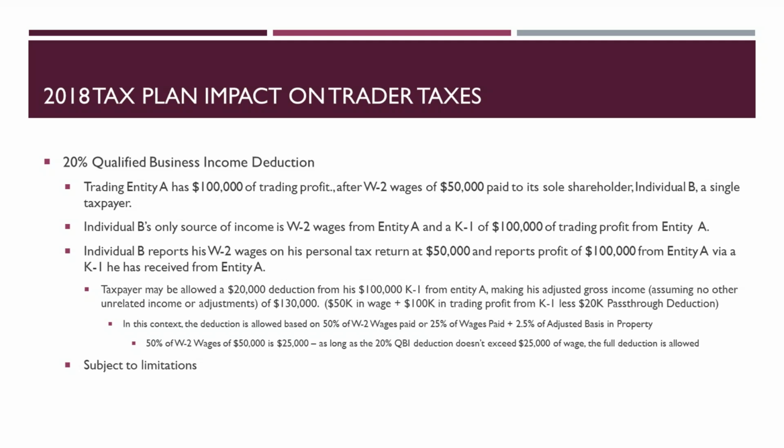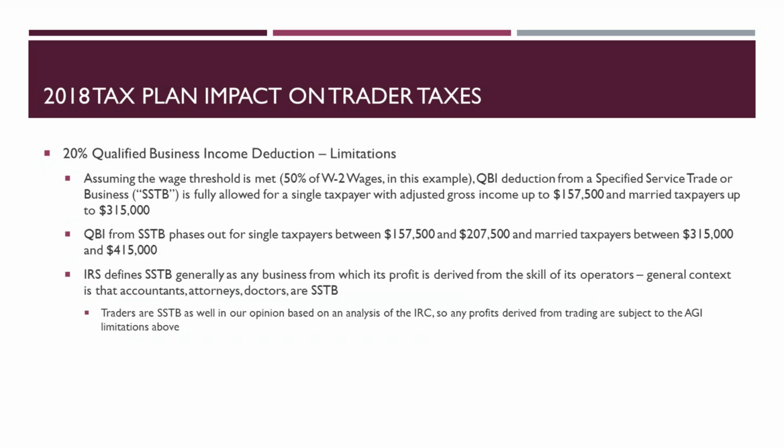We need the salary to be set at a level such that the taxpayer will generally be able to take advantage of the full power of this qualified business income deduction. So it's crucially important that wages be structured in such a way to take advantage of that break. Let's assume that we do satisfy the wage limitation as I've outlined here. There are still further limitations.